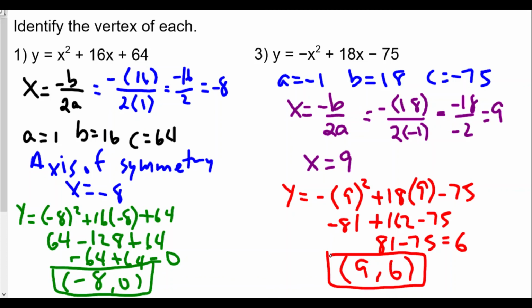All right. So this is basically how to find the vertex. Axis of symmetry first, which is the x value, and then you plug into the function. In this case, find the matching y value for the function, and that will give you your vertex.